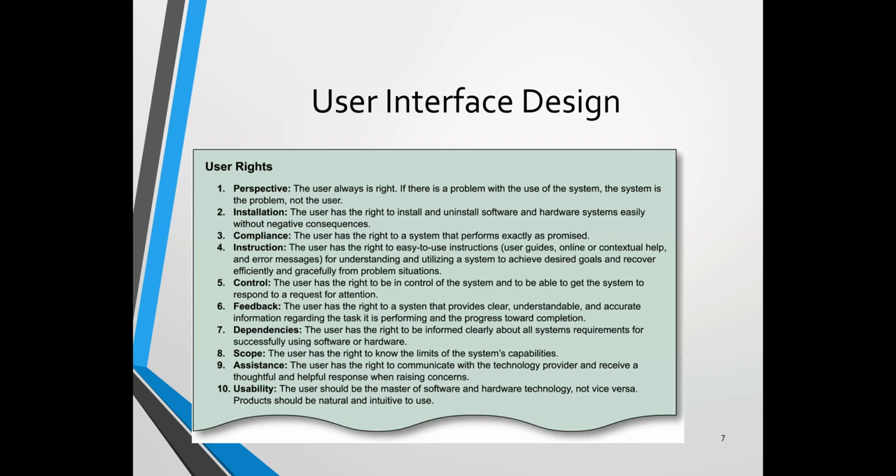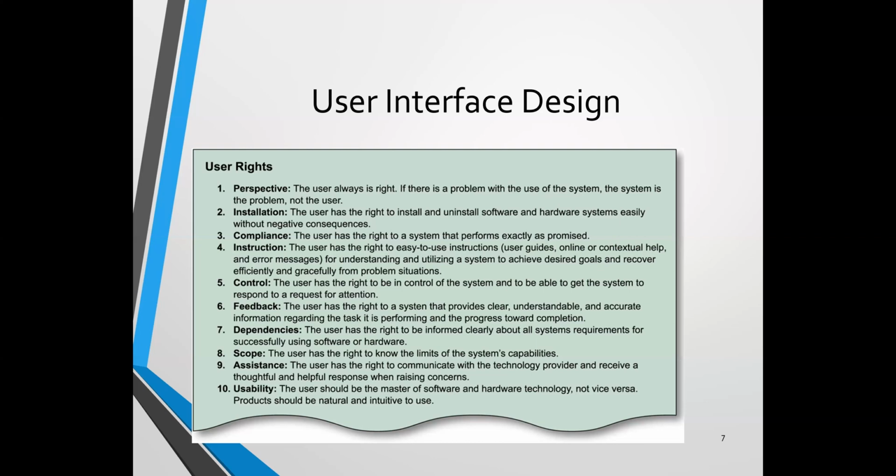Your computer is the latest update, there's no need to have further updates, or your computer is not compatible with the next version of Mac OS, something like that. That one is about dependencies, that users have the right to know. The next one is scope.